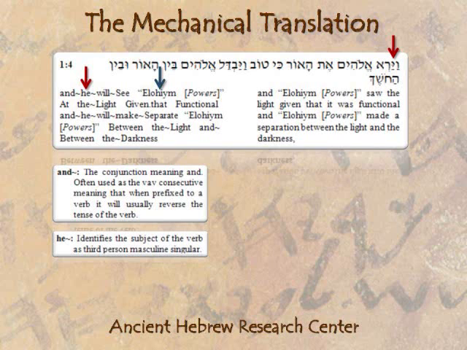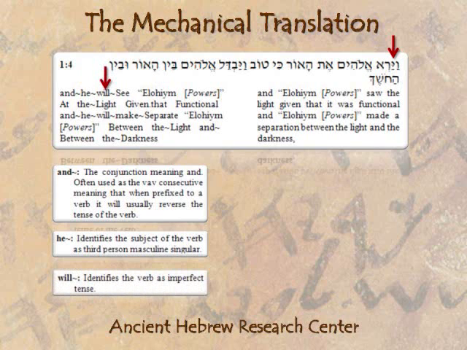Hebrew has two tenses, perfect and imperfect. Perfect is a completed action. Imperfect is an incomplete action. The mechanical translation will represent the perfect tense with the word did and the imperfect tense with the word will.